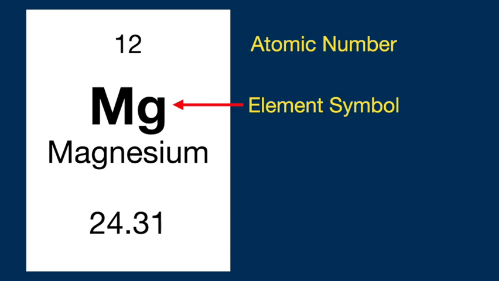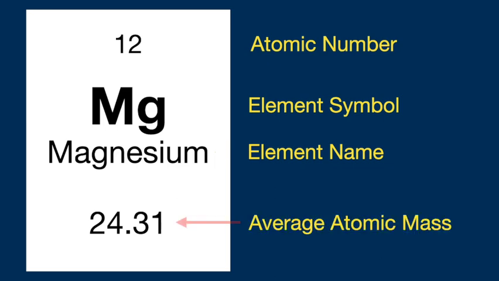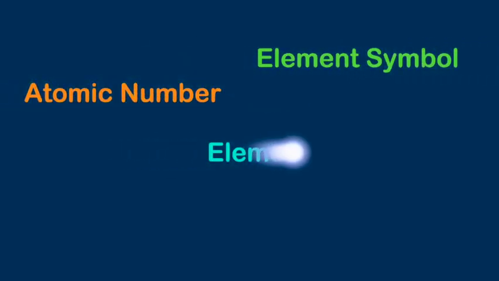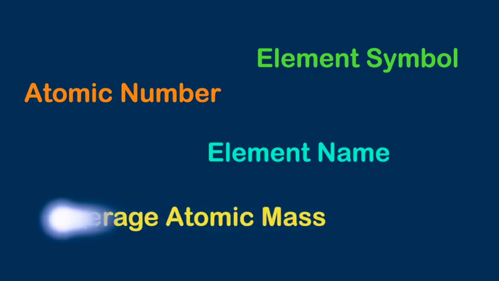These symbols are used in writing chemical equations and formulas. Below the element symbol is the name of that element, in this case, magnesium. Below the element name is the average atomic mass. This is the average mass of one atom of that element, measured in atomic mass units, abbreviated AMU. Let's go over each one of these: the atomic number, element symbol, element name, and average atomic mass.